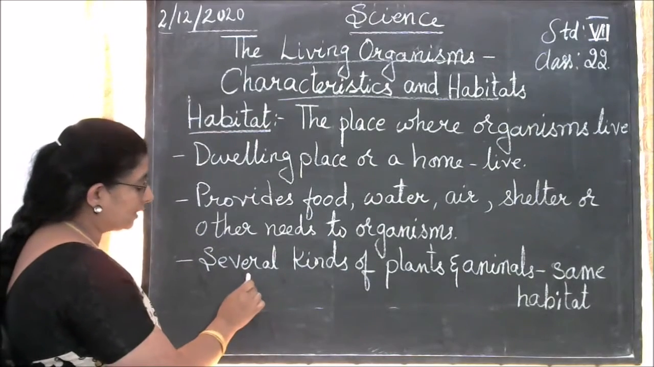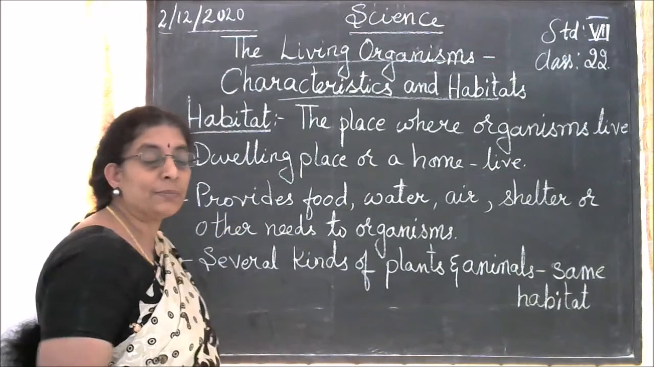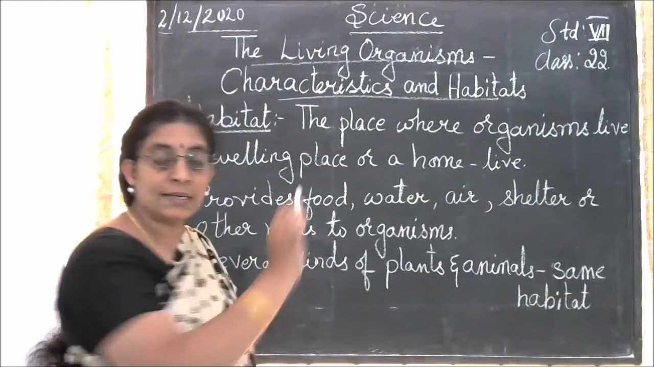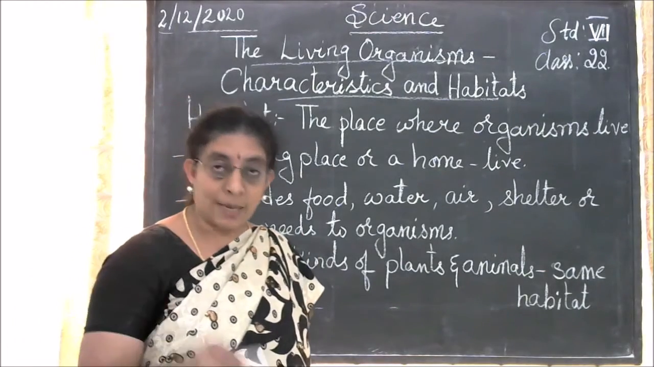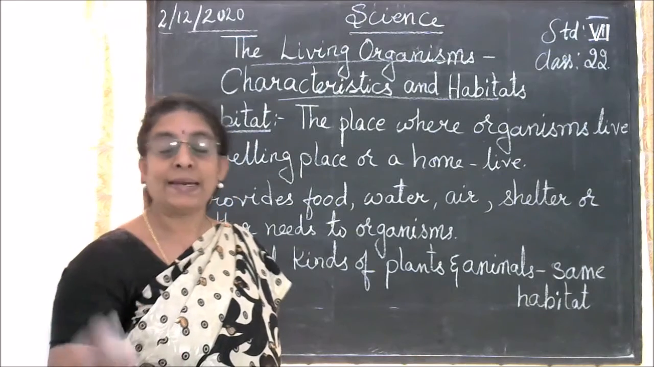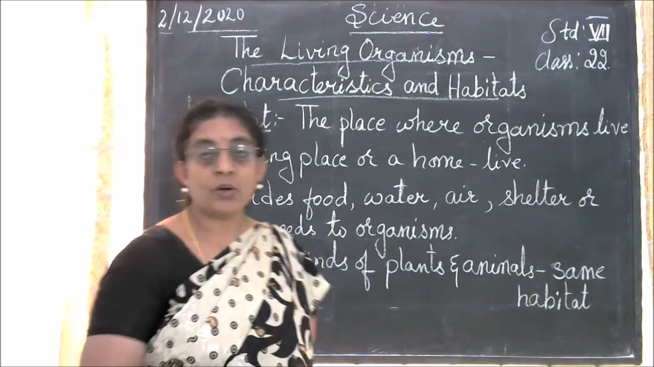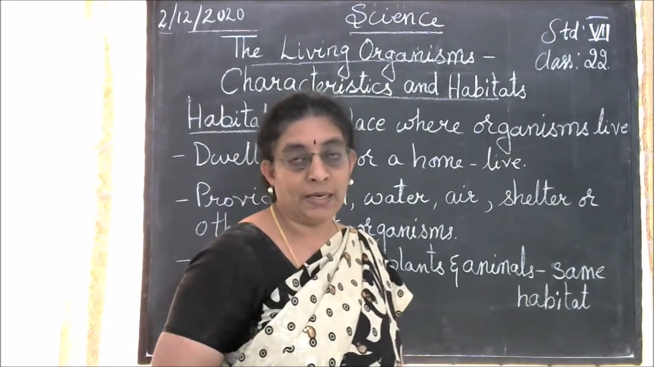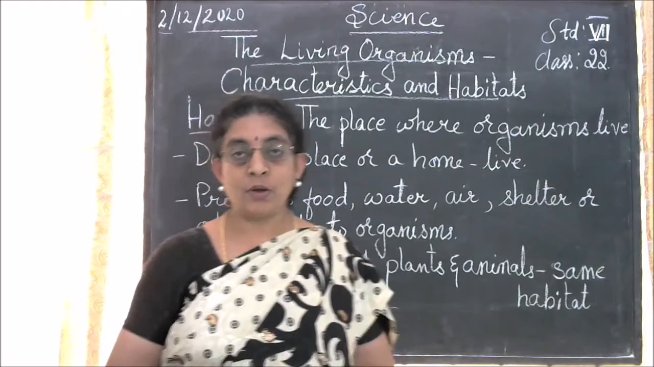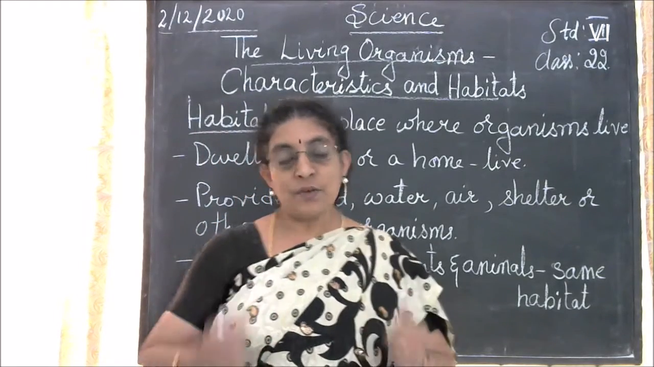So over here, several kinds of plants and animals. Several means what? Many. Many kinds of plants and animals are living in the habitat, and some of them are living in the same type of habitat. Let it be the animals also, let it be the plants also. Okay. Now for example, the animals which are living in water. Okay, so you know the main animal which lives in water is the fish.